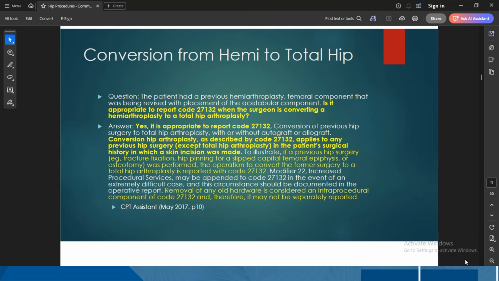Simple. So we have a few questions. How do we code these scenarios? The patient had a previous hemiarthroplasty, and now the physician is converting it into total hip arthroplasty. How do we code this scenario? Here we can code 27132, as 27132 is for conversion of previous hip surgery to total hip arthroplasty with or without autograft or allograft. During the conversion, the physician will remove old hardware. That removal of the hardware you will not code, which is included in the major procedure, which is conversion of previous hip surgery into total hip arthroplasty. So the keyword here is that you can't code removal of the hardware.